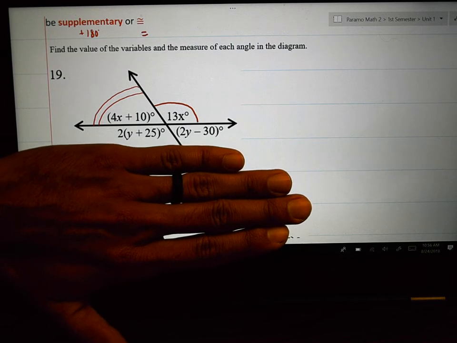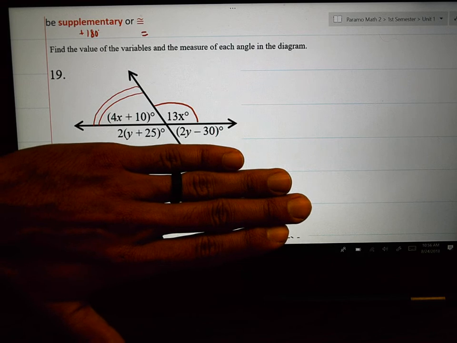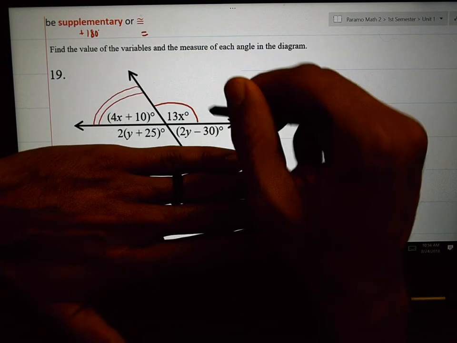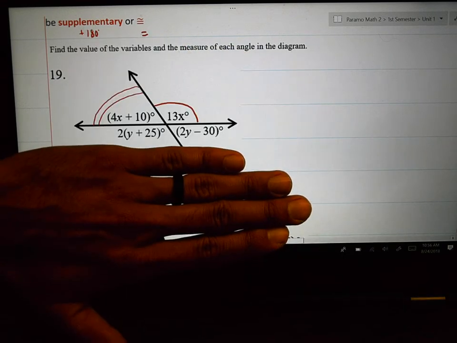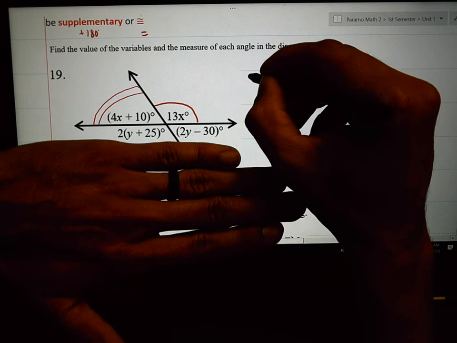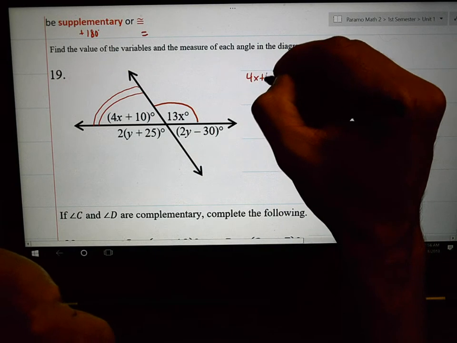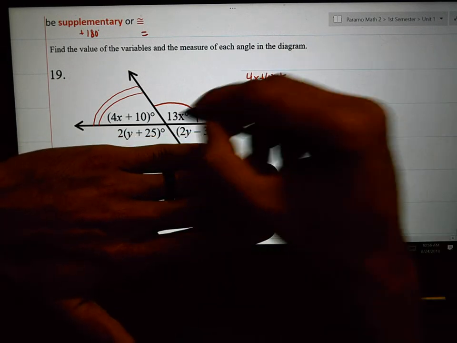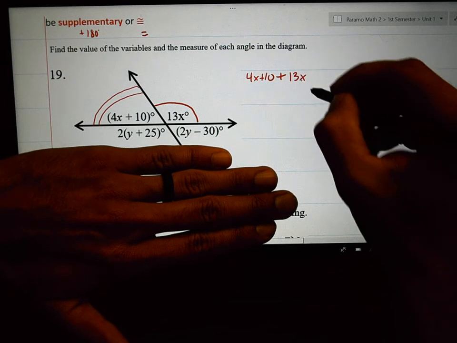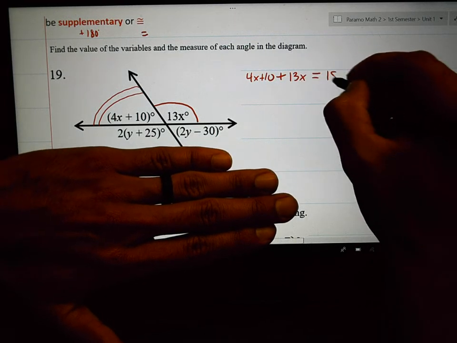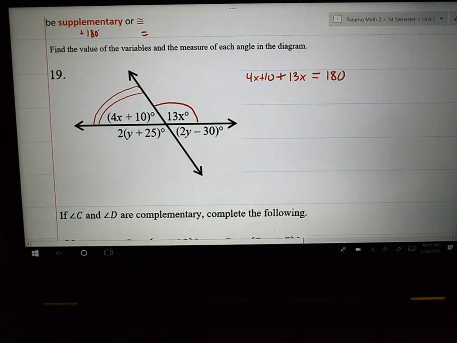Those of you who said supplementary, you are correct. They add up to a straight line. They add up to 180 degrees. So what does that mean? I take this 4x plus 10 and I'm going to add it to 13x, and that should equal 180 degrees. That's how you're going to solve it.